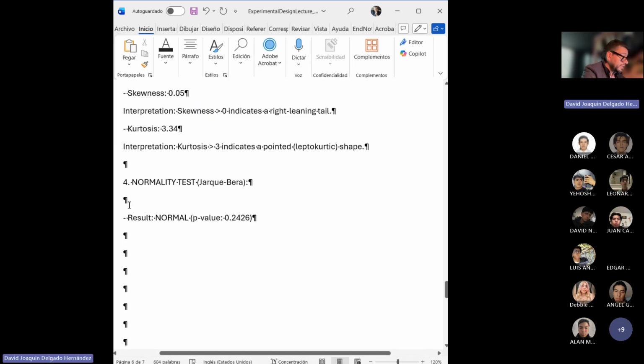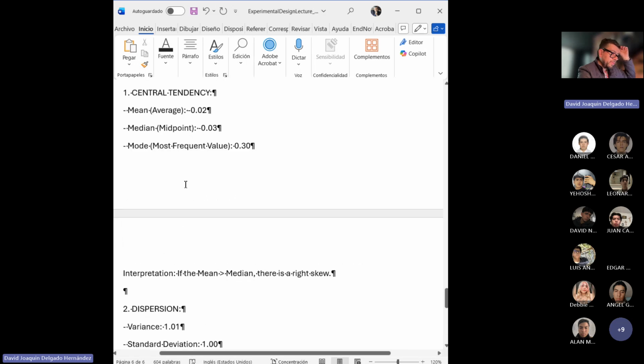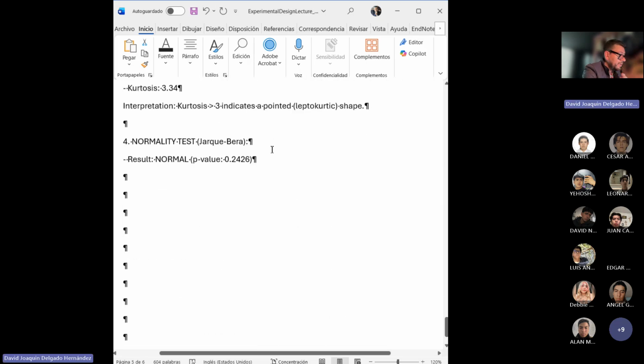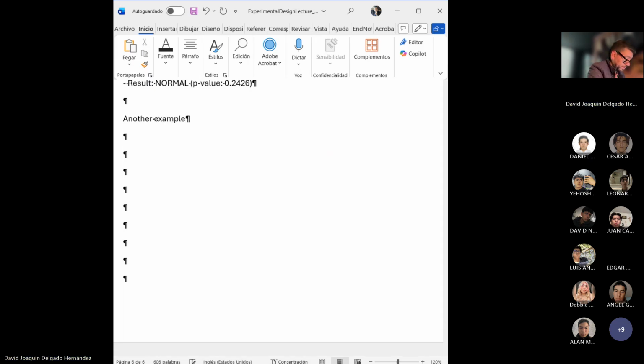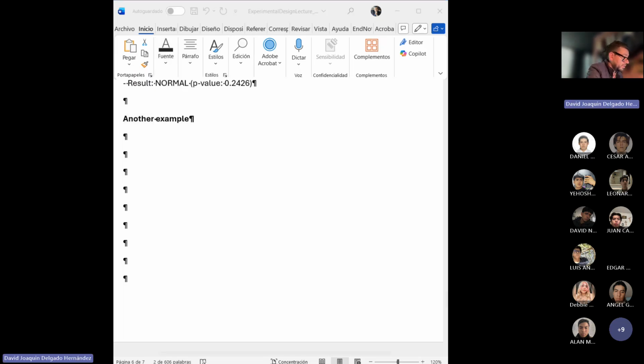In this case, the result indicates that yes, this is a normal shape because these points are exactly along the red line. Okay. Let me put another example. Another example. I am going to modify the routine of the MATLAB. So let me put it here.